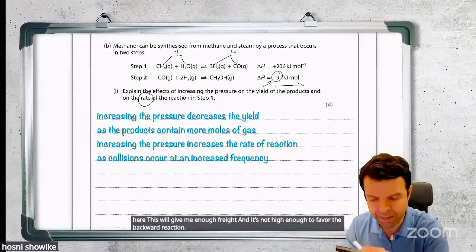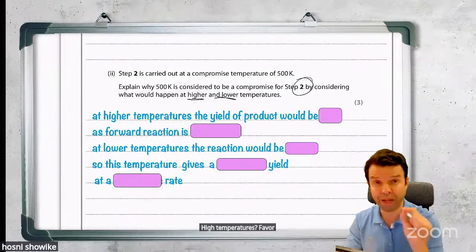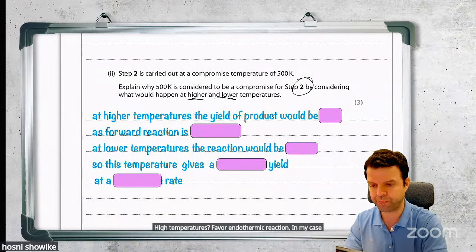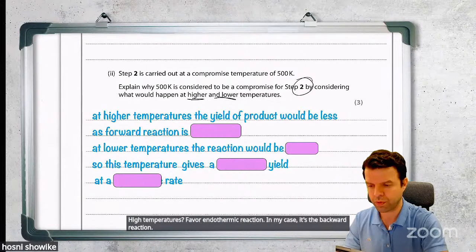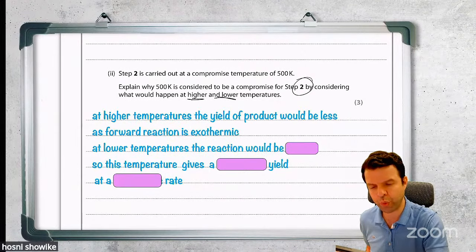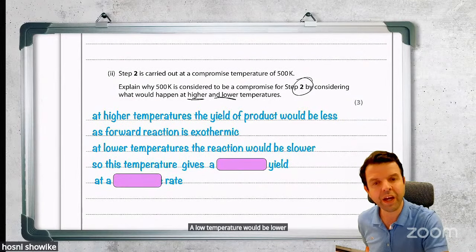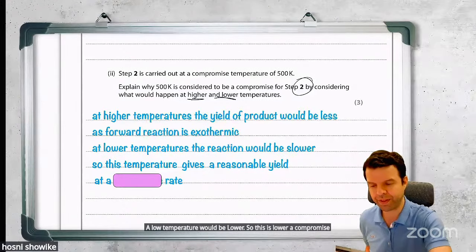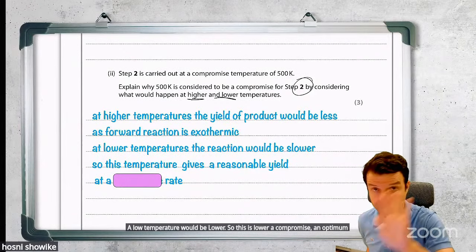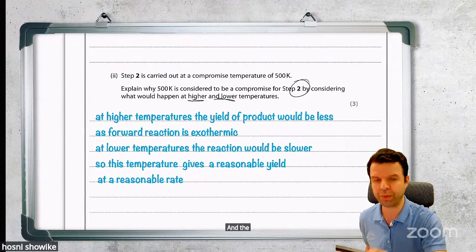Because high temperatures favor endothermic reaction. In my case, it's the backward reaction. So low temperature would be slower. So this is a compromise, an optimum for yield. Yield is good enough, and the rate is also reasonable.